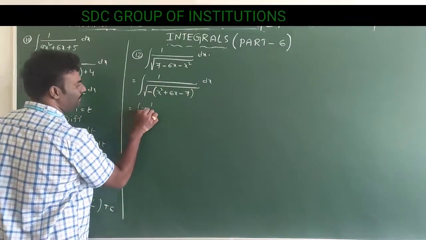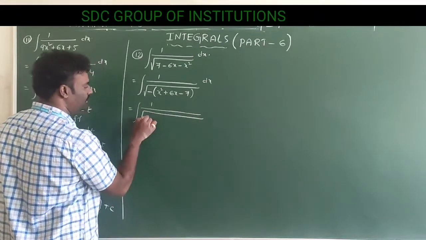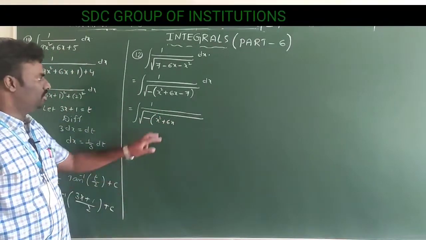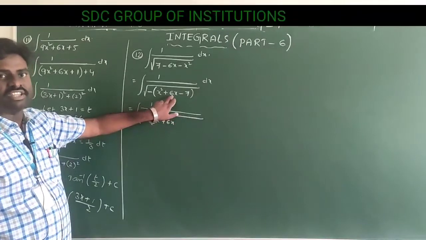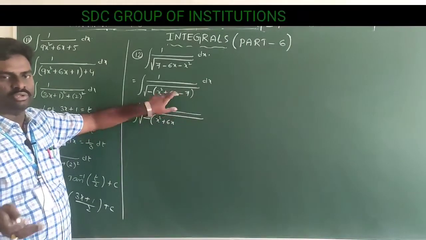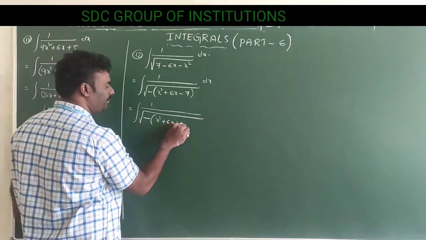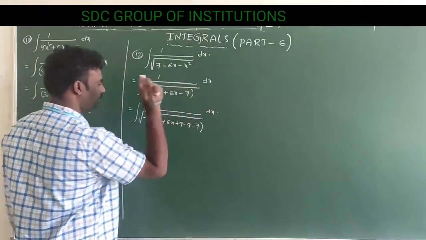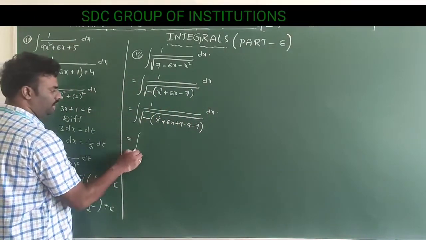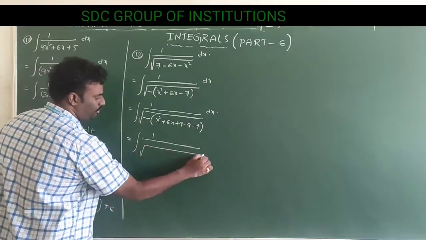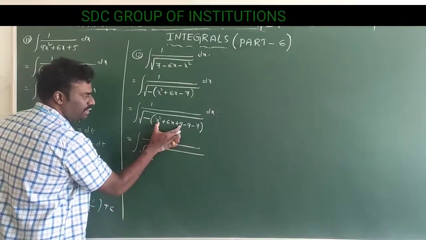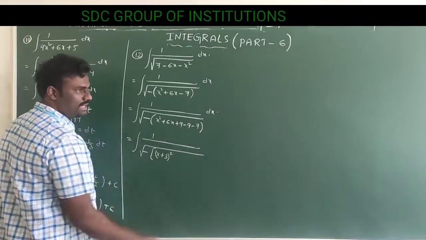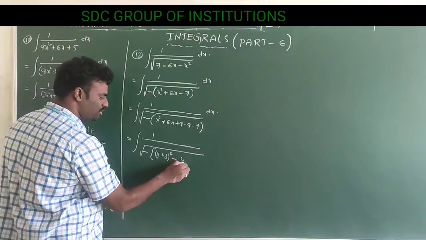Then 1 by under root of minus of x square plus 6x. Here one value we can add and subtract. So coefficient of x is 6, half of 6 is 3, square of 3 is 9. So add 9, subtract 9. Already minus 7 is there. Okay, now the integral 1 by under root of minus of, in place of the first part we can write x plus 3 whole square minus 9 minus 7 is minus 16, that is nothing but 4 square.